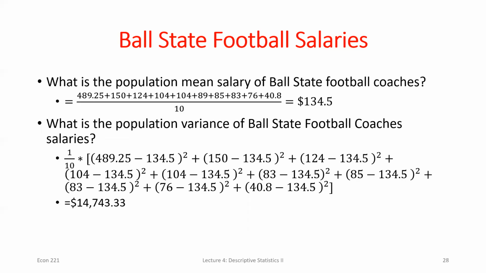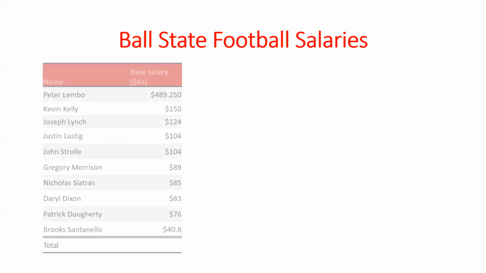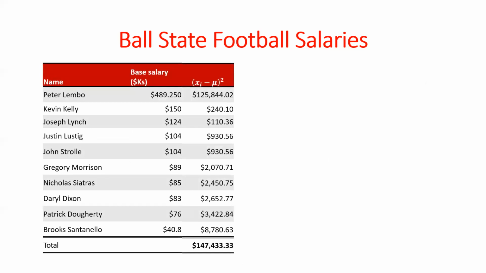All right, so we get about 14,700. You know, I could break this down and create a whole new column. I think this is a good way to do it when you're working it out by hand. All I did was go through and find the deviation squared for every single one of these coaches. Okay?